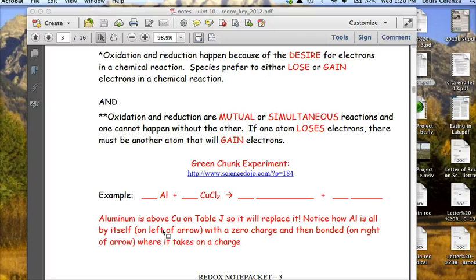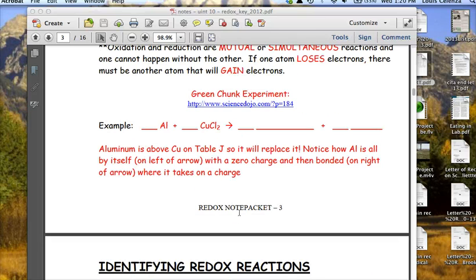And this is just going through a couple of different things that we had just talked about. Oxidation and reduction are simultaneous. One cannot happen without the other. If one atom loses electrons, then another atom is going to gain those electrons. And I'm not going to go through this in the video just to keep it relatively short.